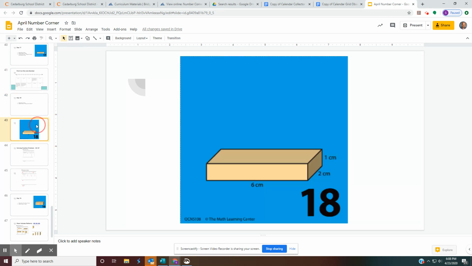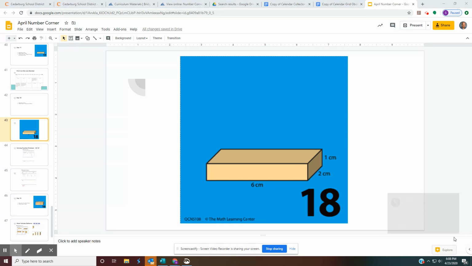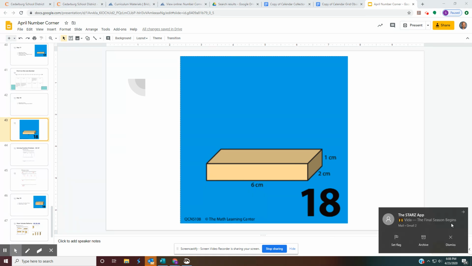All right. But just like my friend in my class that told me they couldn't see the numbers, here you go. Here are the measurements for, sorry, got a Twitter notification and a Stars app notification.